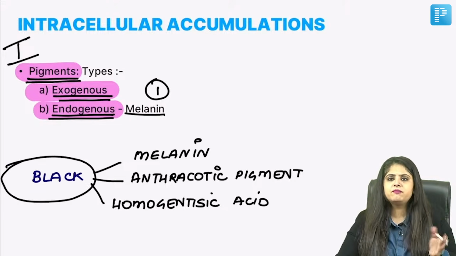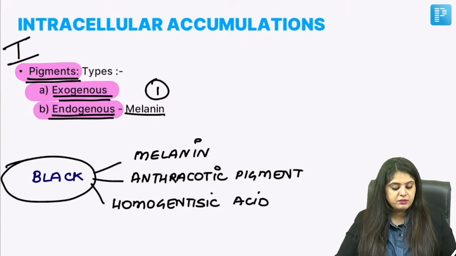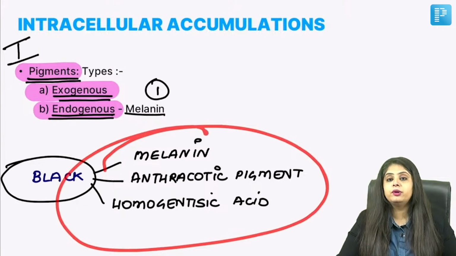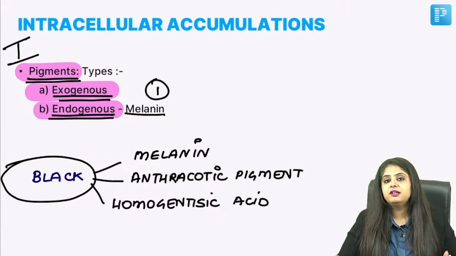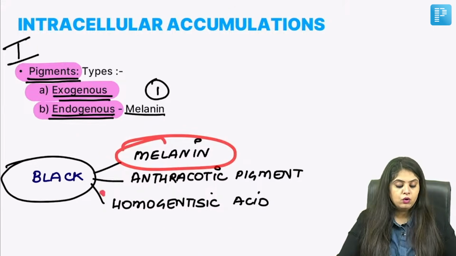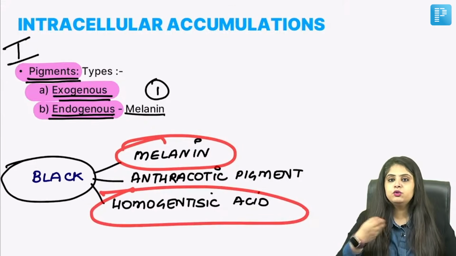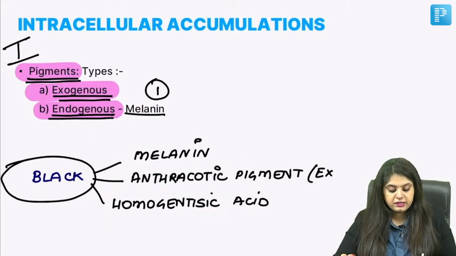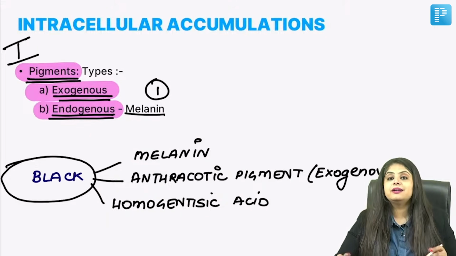So this is okay, ma'am, we know it. Now let me ask you a common sense question. Which is the only black color pigment out of these three which is going to be exogenous, meaning coming from outside the body? Melanin we make on our own. Homogentisic acid is a disease, but human beings are making it inside the body. Which is the one that is coming from outside the body? Exogenous, and that is going to be anthracotic pigment, that is carbon.